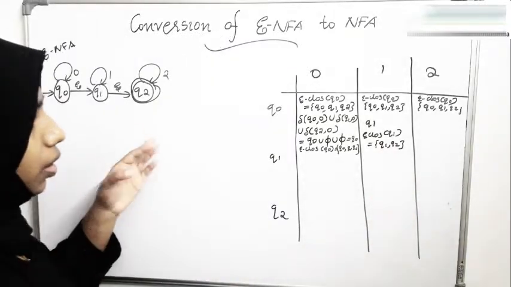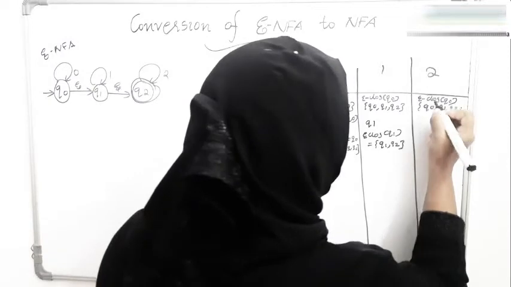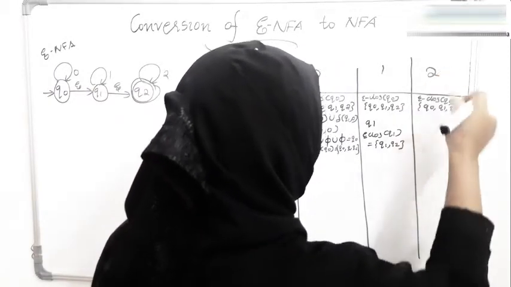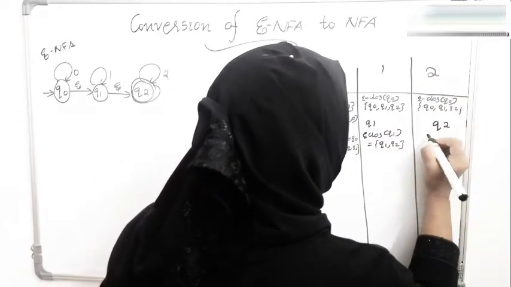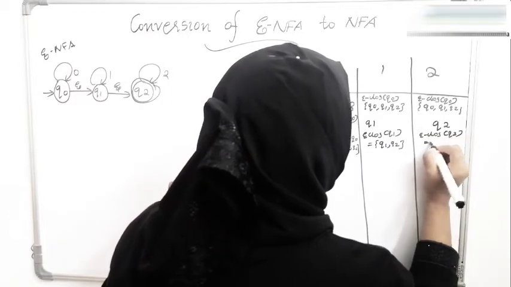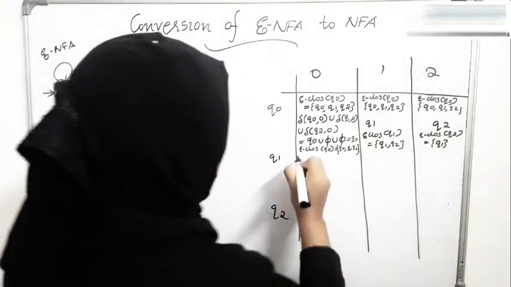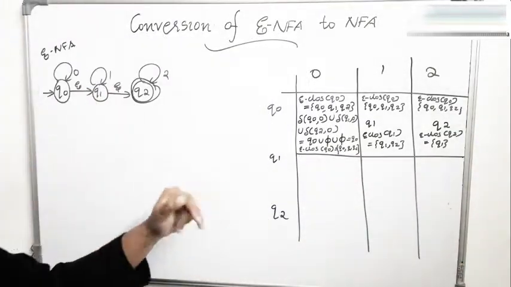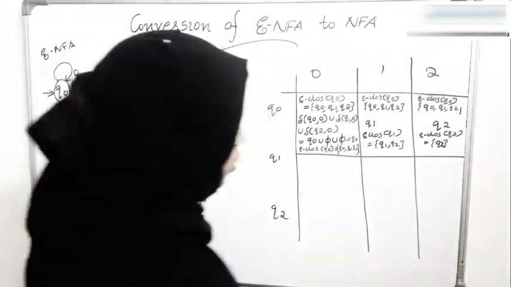Now again, just like that for 2, delta of Q0 comma 2 is not defined. Delta of Q1 comma 2 is not defined. Delta of Q2 comma 2 is simply Q2. Now E close of Q2 is just Q2, because every state is in the epsilon closure of itself, and we can't go anywhere else from Q2 on epsilon. So it is simply Q2.